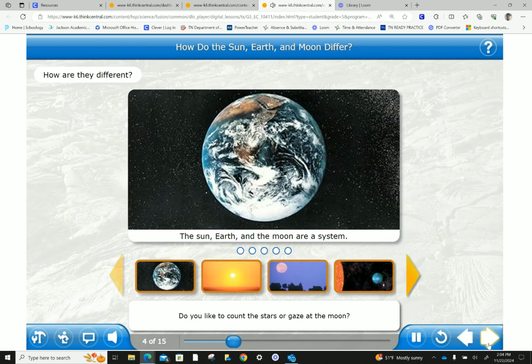Do you like to count the stars or gaze at the moon? If so, you have probably wondered about the sun, the moon, and Earth. There are many ways you can compare Earth and the sun and the moon, including looking at their size, composition, magnetic fields, and atmosphere. Click the images to learn more.